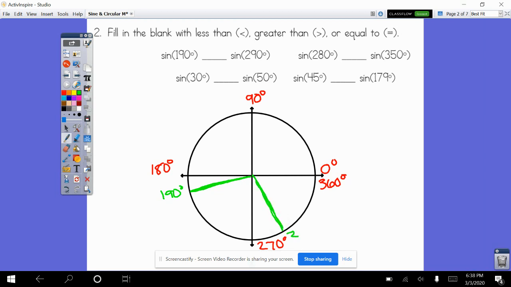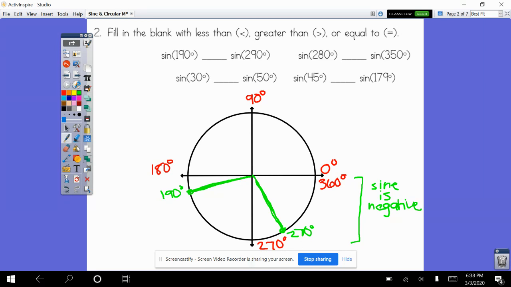So these are just rough estimates of where it would be. It's pretty obvious these points are not at the same height at all. So these are definitely not equal. Now I know that sine is negative below the midline. So they're both going to be negative sine values. But which one has a smaller negative height? That's going to be 190.